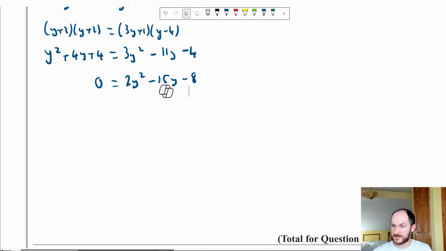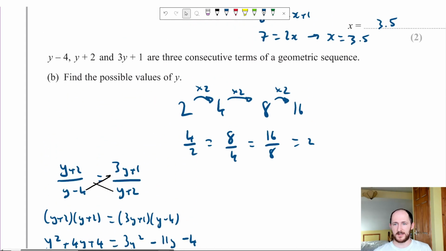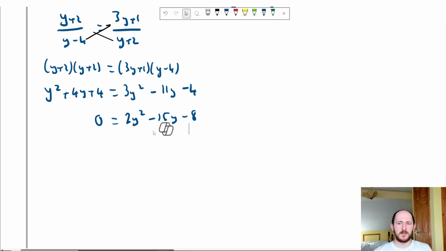5 marks! Oh my god, I didn't realise. But anything you need to solve it. So I'll show you the factorizing just in case you guys prefer that method. But again, any method you have of solving quadratics. So times to minus 16, add to minus 15 would be minus 16 and 1.